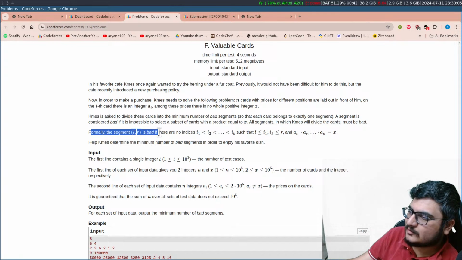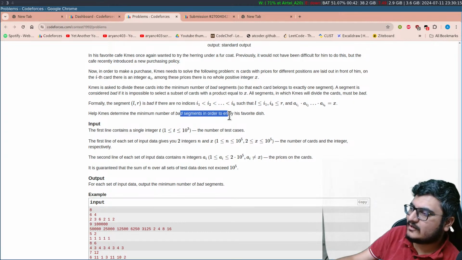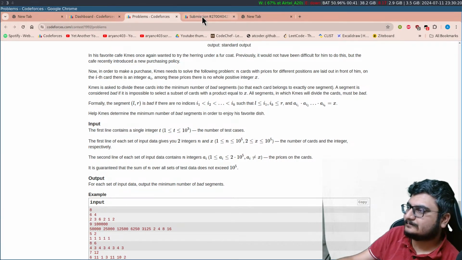Formally, segment L to R is bad if there are no indexes i1 to ik in increasing order, where i1 and ik both are between L and R, such that the product of all these numbers is x. Help K determine the minimum number of bad segments in order to enjoy his favorite dish.